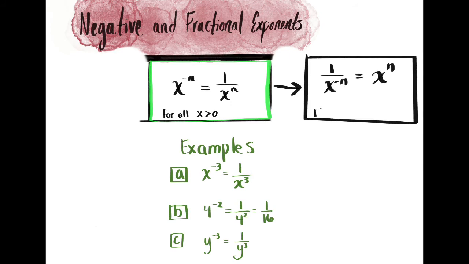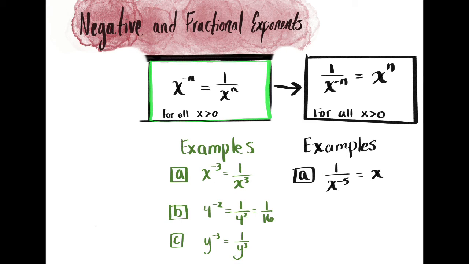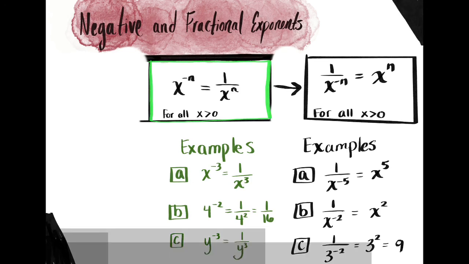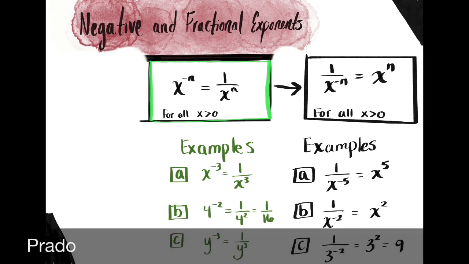Okay, so the other rule is connected to the negative exponent. It just means that if your exponent is negative and it's in the denominator, you just flip it. It would become a whole value. So for example, if you have 1 over x to the negative 5, that'd just be x to the 5. If you have 1 over x to the negative 2, you would just have x squared. So 1 over 3 to the negative 2 would just be 3 to the power of 2, which is 9.